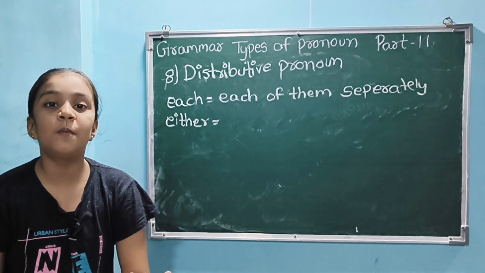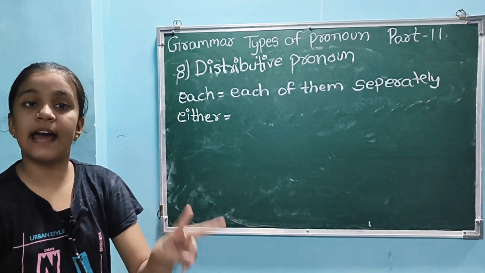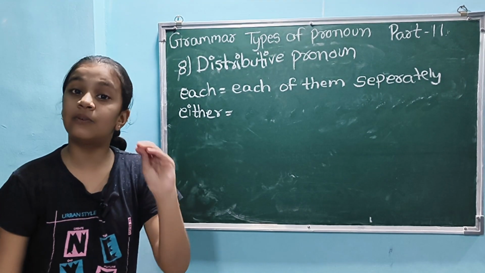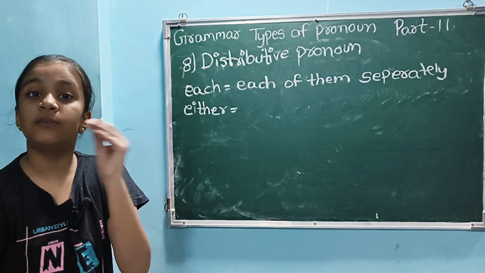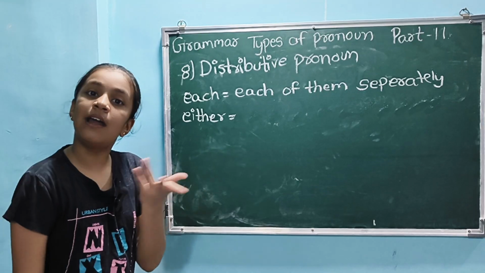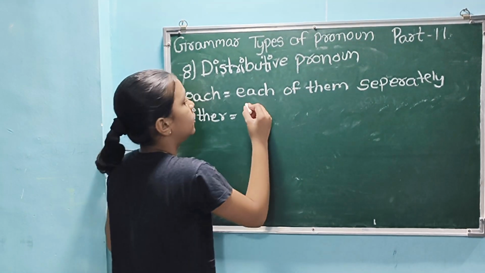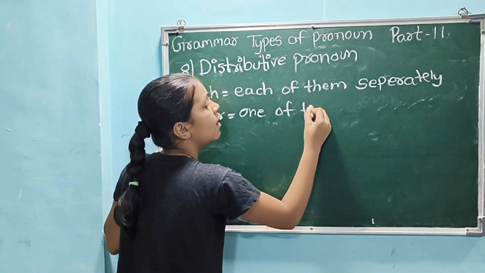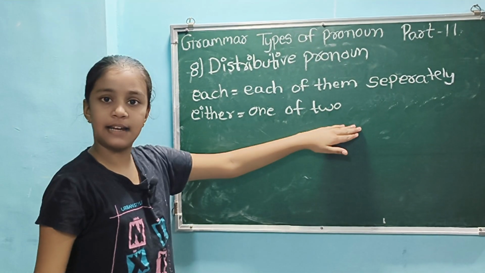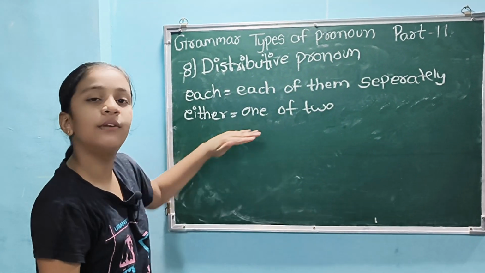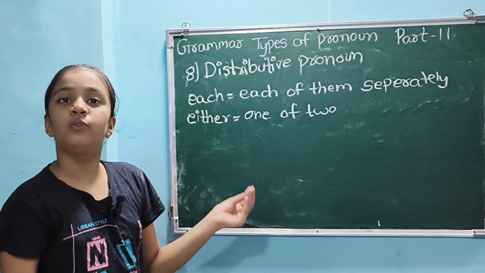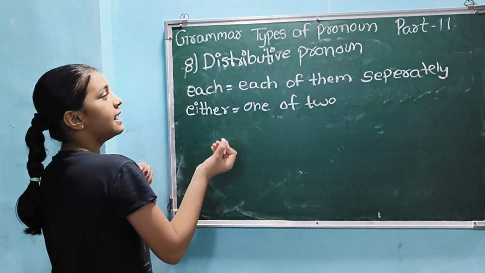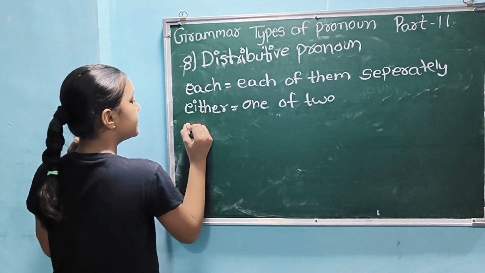Means from two persons, whenever two persons are standing or you are talking about two persons, if you are talking about the first one, you will use the word either. One of two. I will write one of two. Means if two persons are there, whenever you have to talk with one person, you will use either. Understood? So my next and the last distributive pronoun is neither.